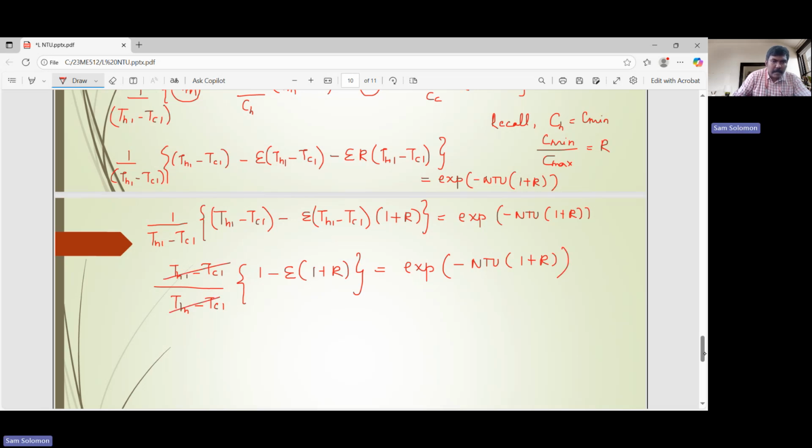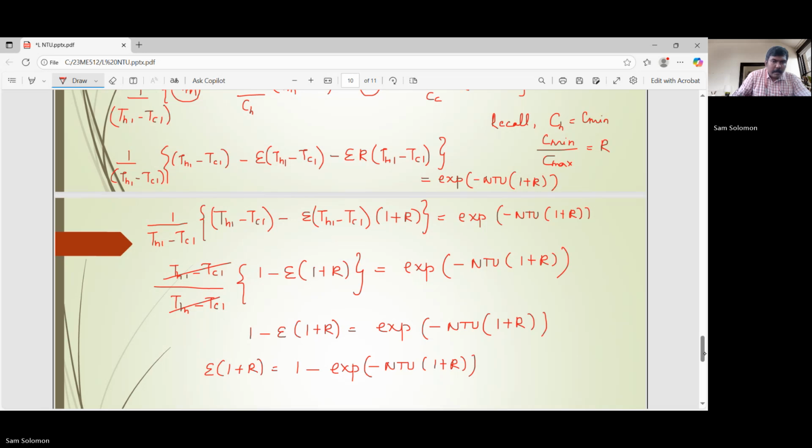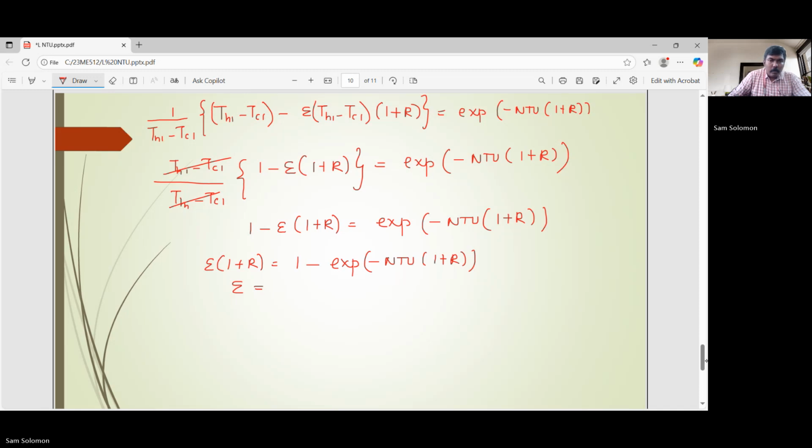So this and this can be cancelled out, and what is left is 1 minus epsilon times 1 plus R is equal to exponential of minus NTU times 1 plus R. If I retain effectiveness on one side, effectiveness into 1 plus R is going to be 1 minus exponential of minus NTU times 1 plus R. And effectiveness is going to be equal to 1 minus exponential of minus NTU times 1 plus R, whole divided by 1 plus R.